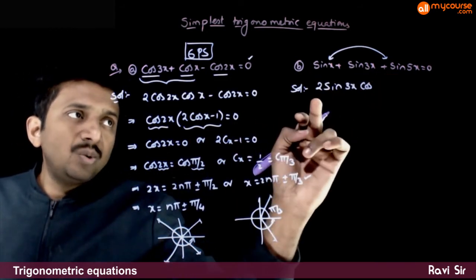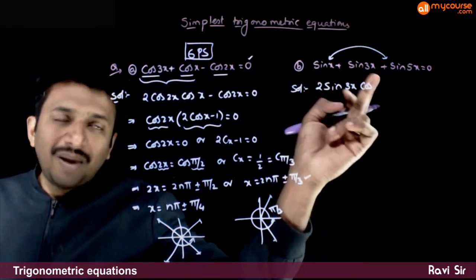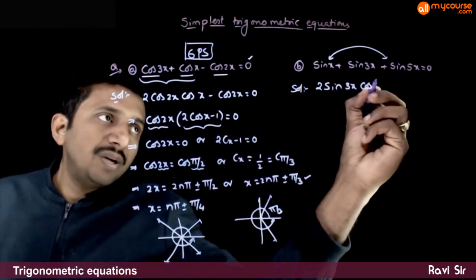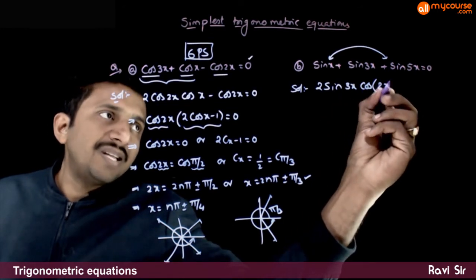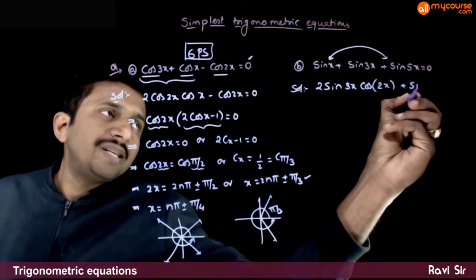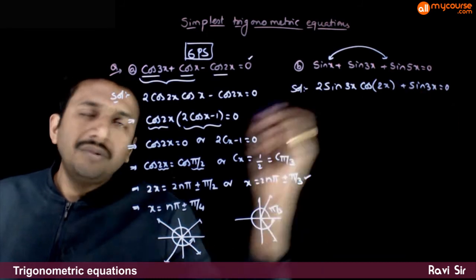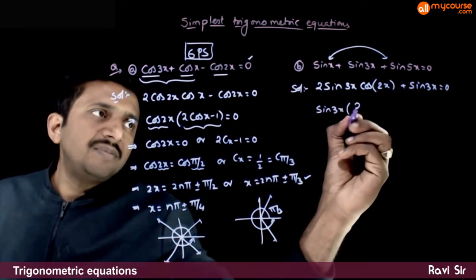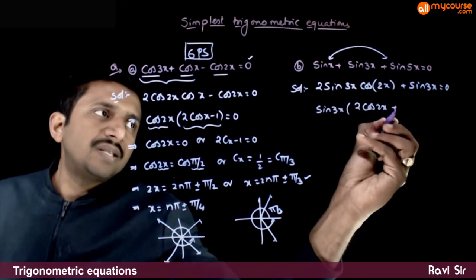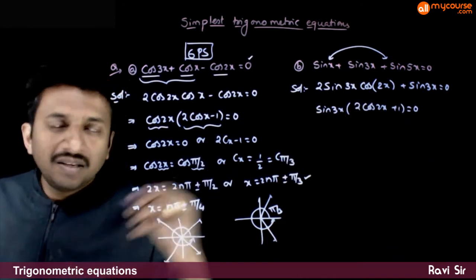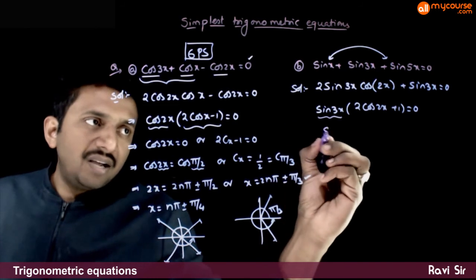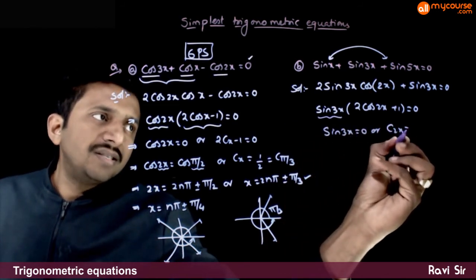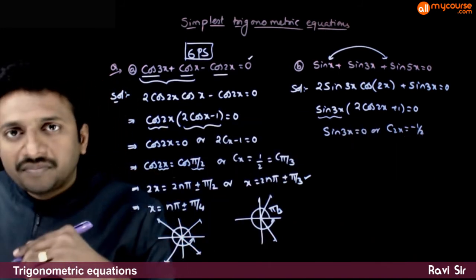Sin c plus sin d is 2 sin of (c plus d) by 2 into cos of (c minus d) by 2, and x minus 5x is minus 4x, by 2 is minus 2x. But inside cos, plus minus doesn't matter. So plus sin 3x is equal to 0. I take sin 3x as common, times 2 cos 2x plus 1 is equal to 0. So sin 3x is equal to 0, or cos 2x is equal to minus 1 by 2.